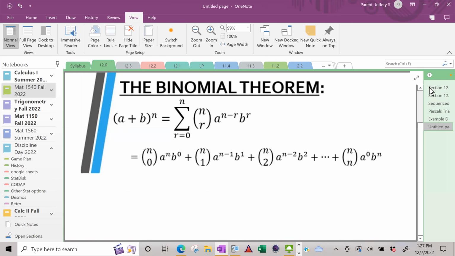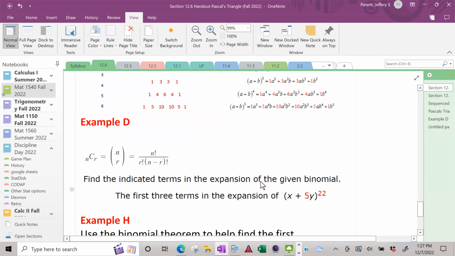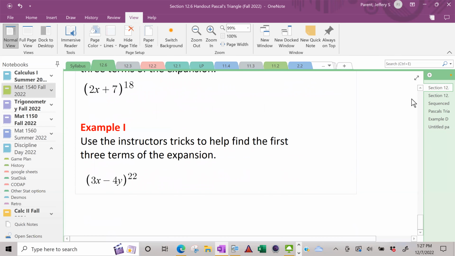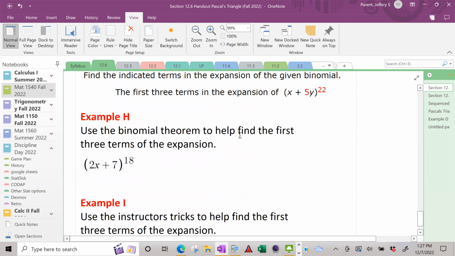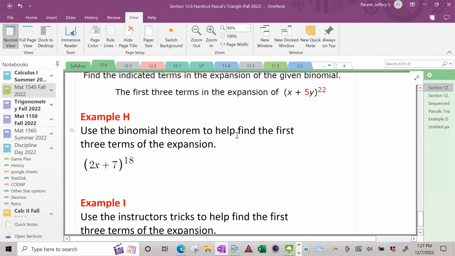Great. Let's see if we can do our first example up here, which I think I passed a little bit. Suppose you want just the first 3 terms in this expansion. So I've got x plus 5y to the 22nd. That's what I'm looking for.